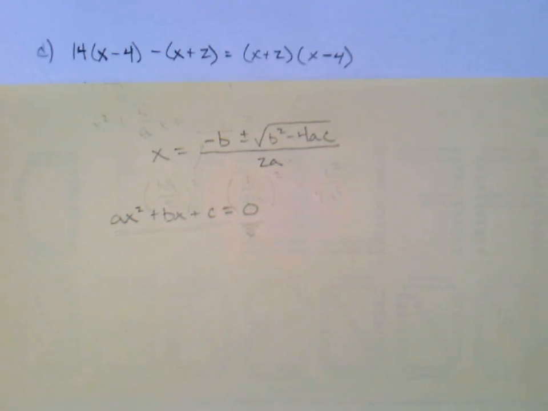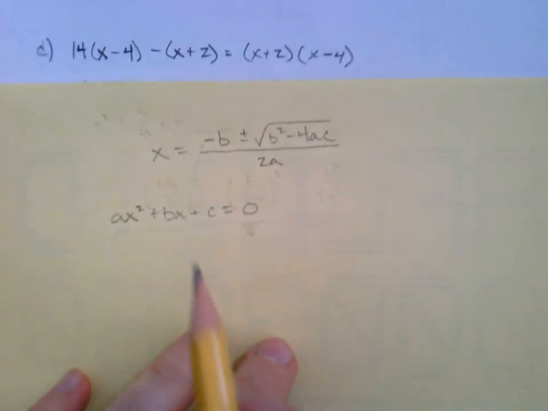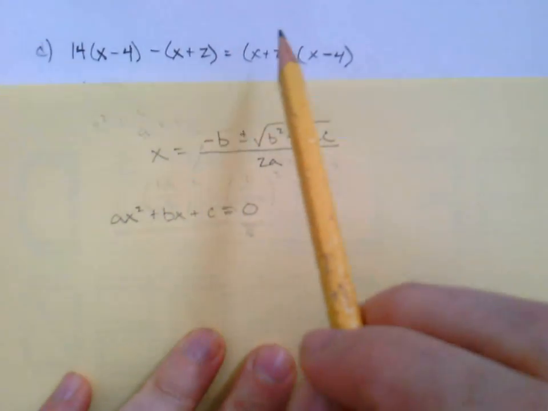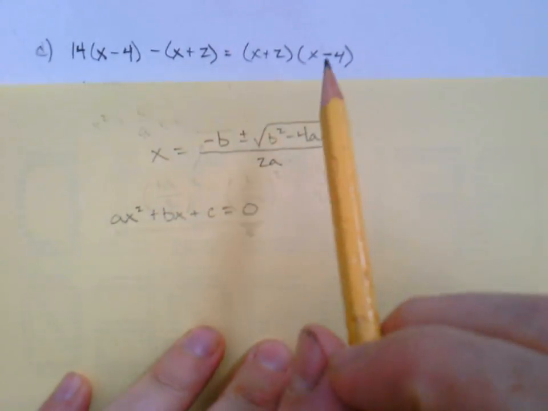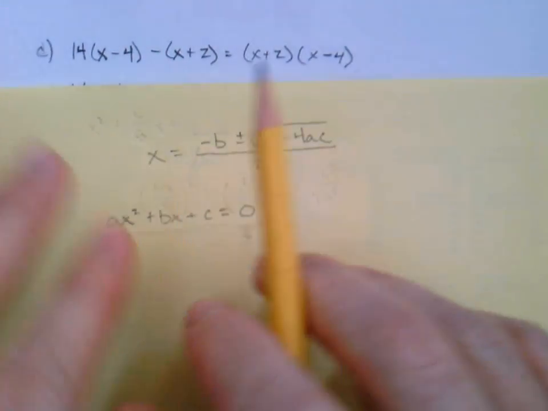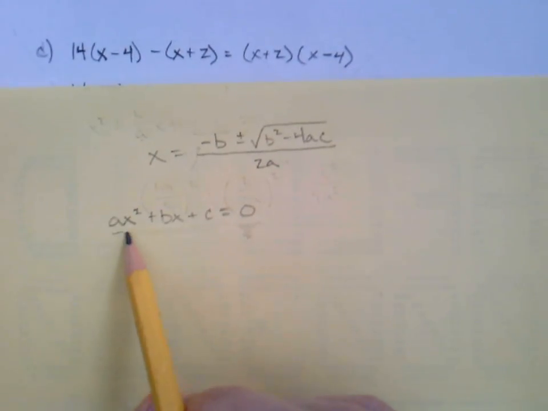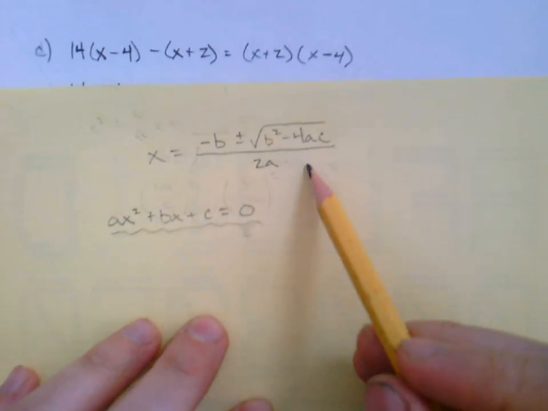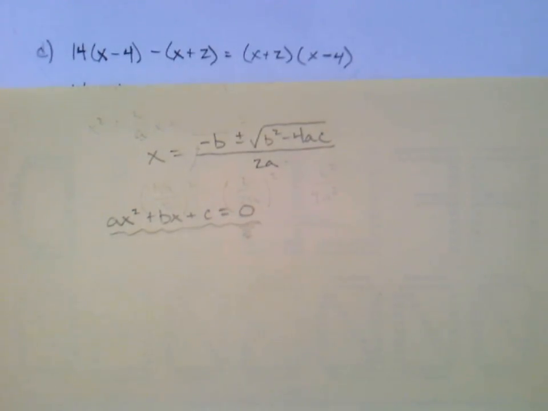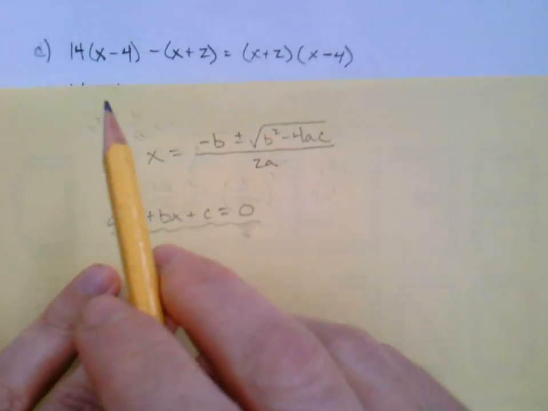So there's a lot going on, but the idea is we're going to multiply all of this out. We're going to clean it up. We're going to move all the terms onto one side. We're going to make it look like ax squared plus bx plus c equals 0. Once we have that, then we can apply our formula. Okay, so let's go for it.